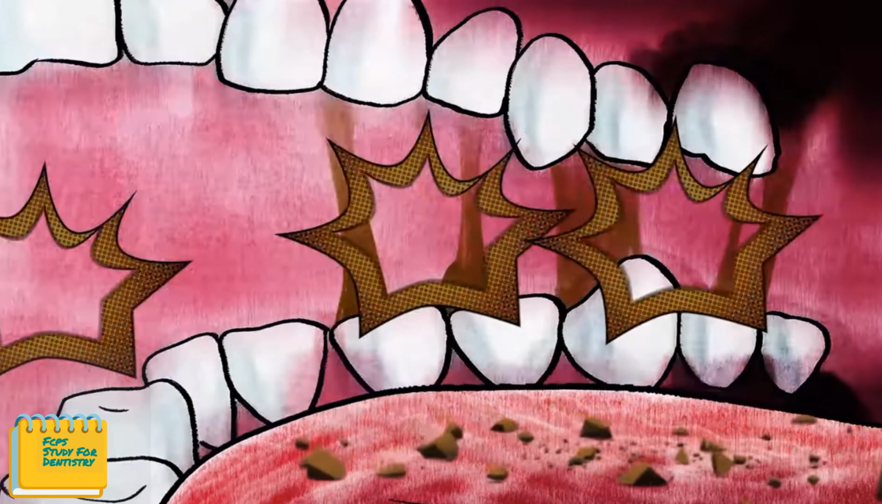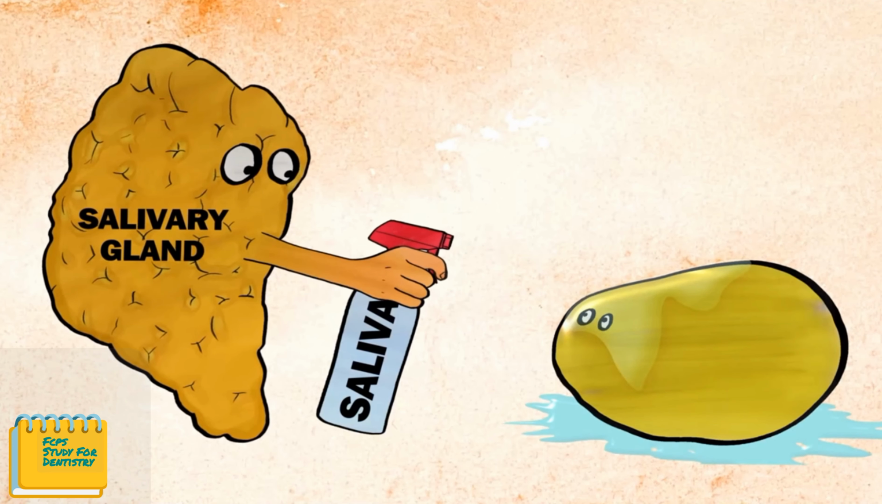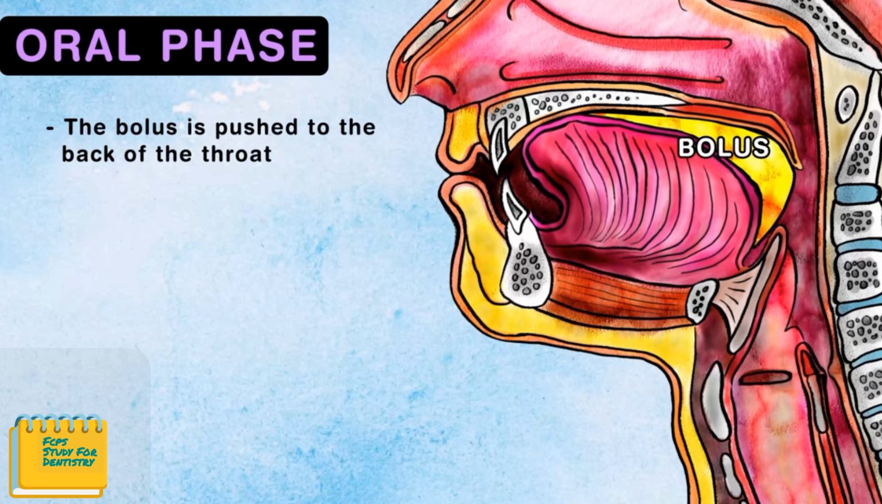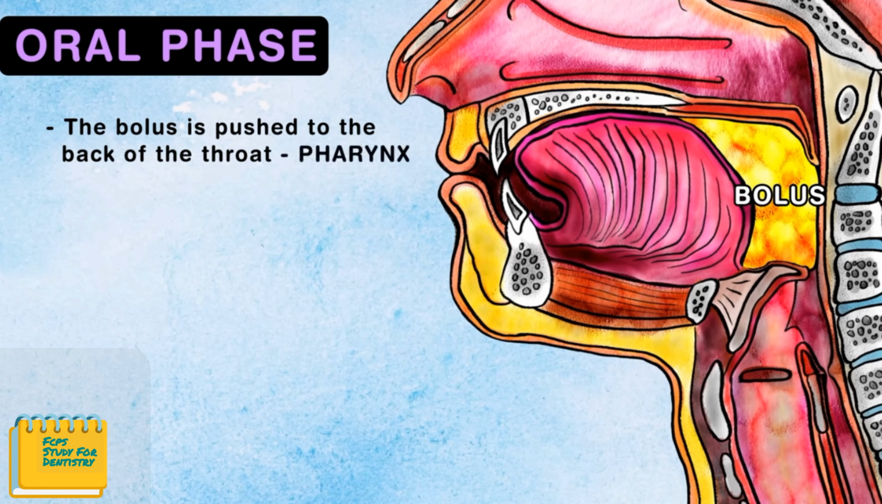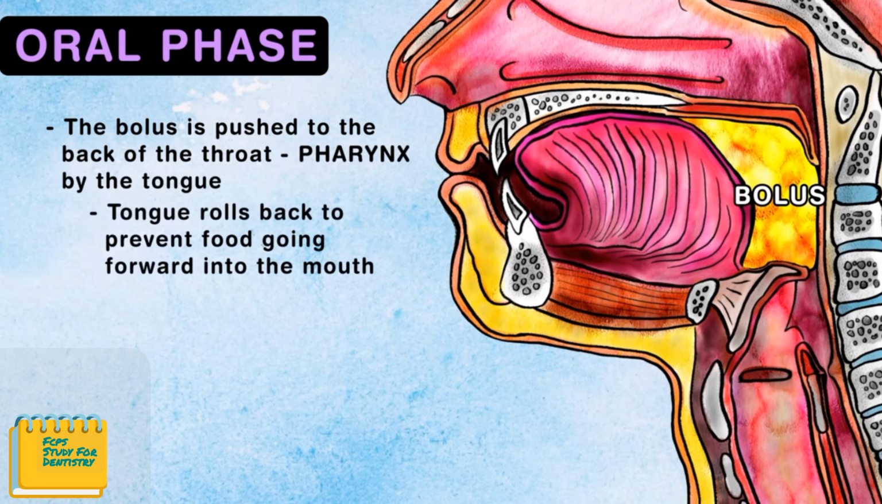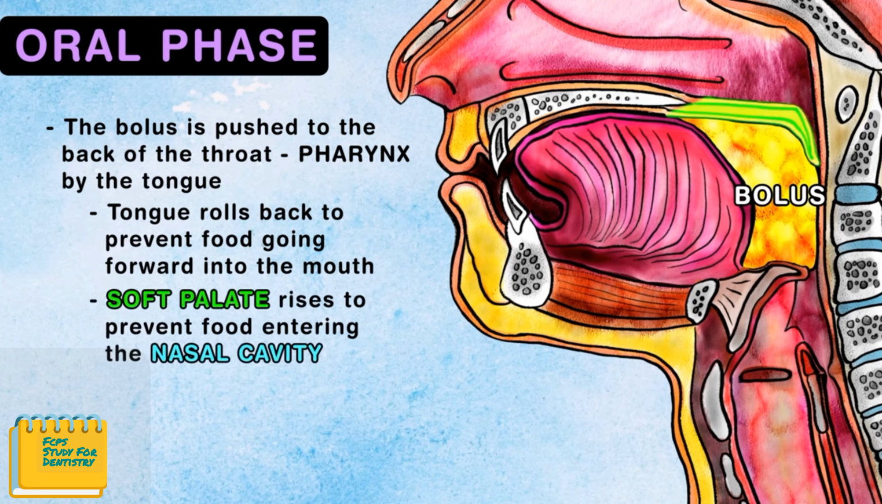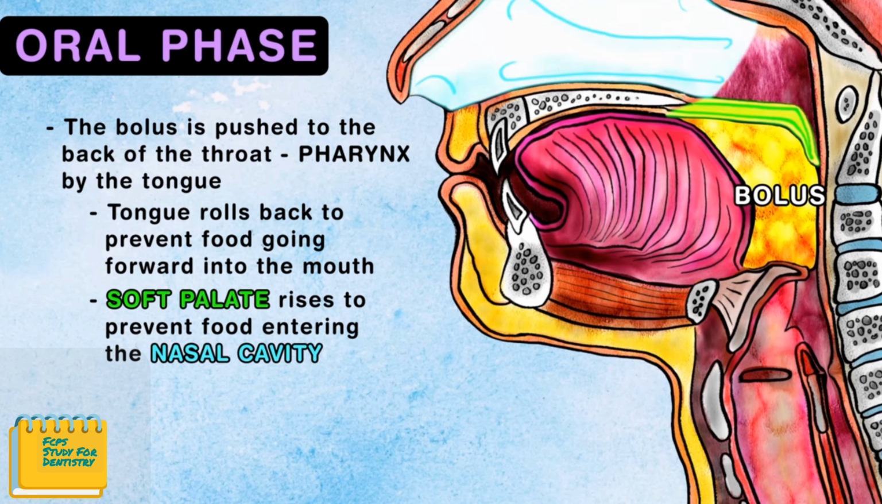After food has been chewed and moistened with saliva, the resulting bolus is pushed to the back of the throat, called the pharynx, by the tongue. This involves the tongue rolling back to prevent food from going forward into the mouth. As this happens, the soft palate rises to prevent food from entering the nasal cavity.